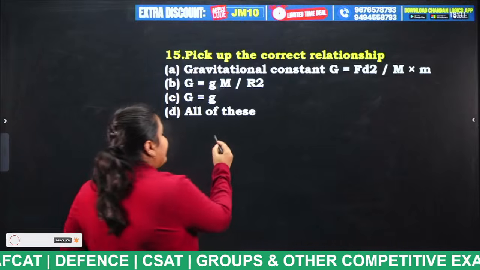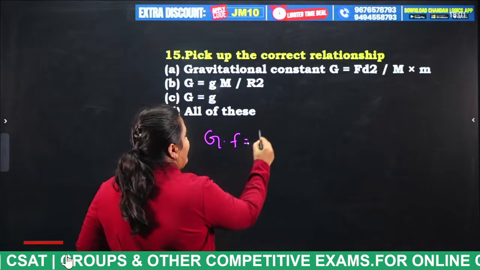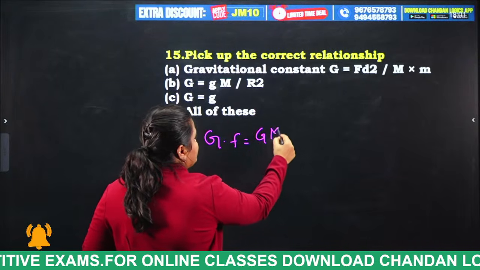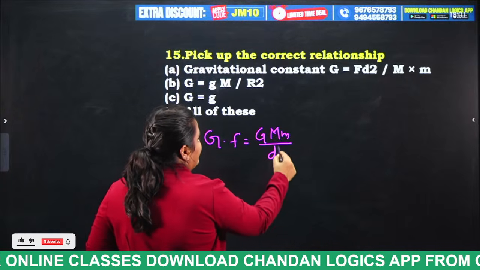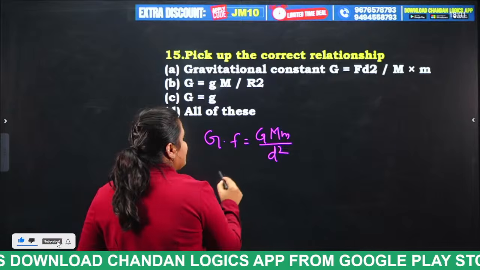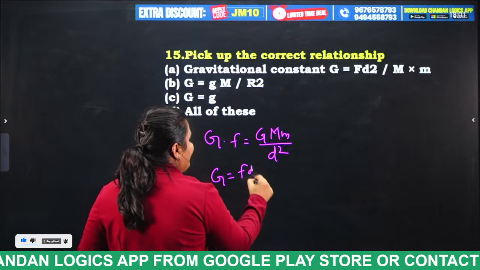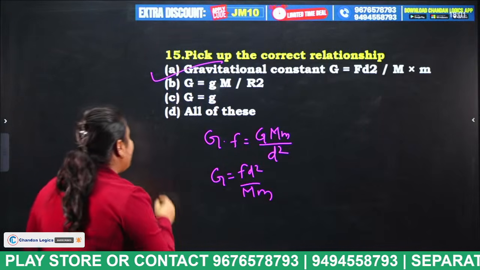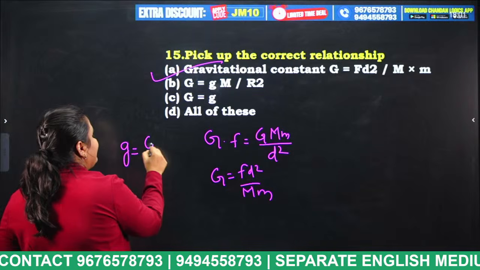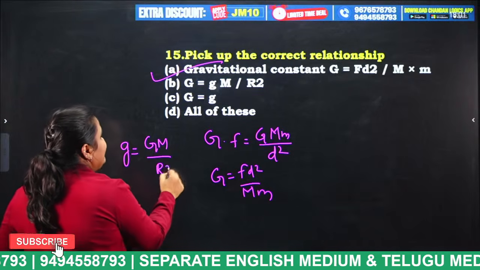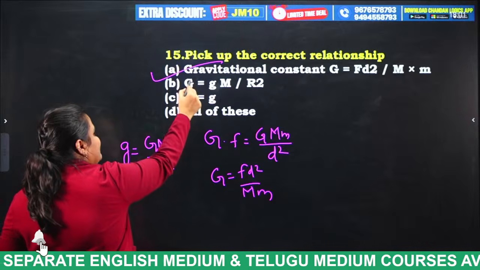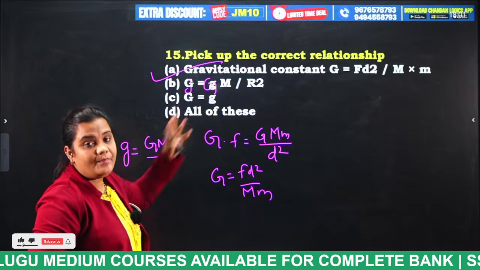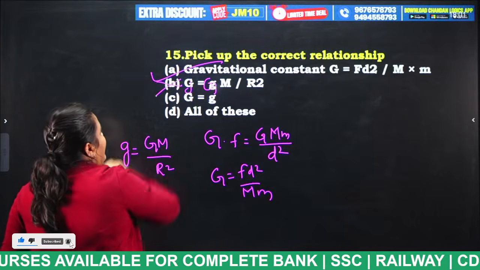We all know gravitational force is equal to the universal gravitational constant into capital M small m by d square. From this, capital G is equal to Fd square by capital M small m. So, this is correct. And finally, we all know that acceleration due to gravity is equal to capital G m by r square. But in this, they have given it the opposite way. Actually, if it is small g and capital G, it is correct, but they have given the wrong position. So, that statement is wrong. This is also wrong.